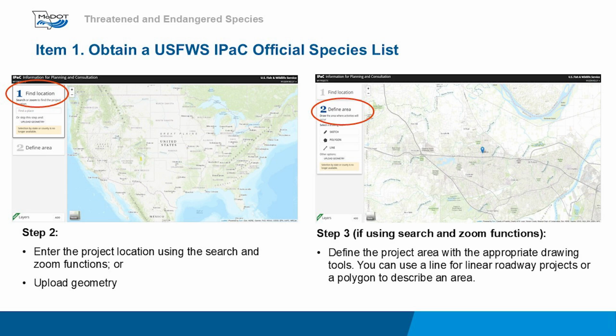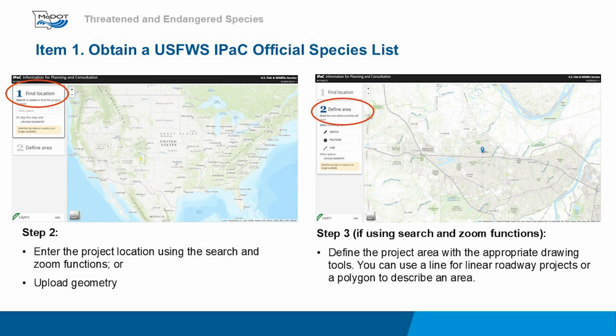To define your project area, use the sketch, polygon, or line tools shown in the image on the right. You will want to make sure to include the full limits of disturbance for your project in the area that you draw. If you are not sure of the exact limits of disturbance for your project yet, it is advisable to draw a slightly larger project area to accommodate for any potential changes to the project as your design progresses.